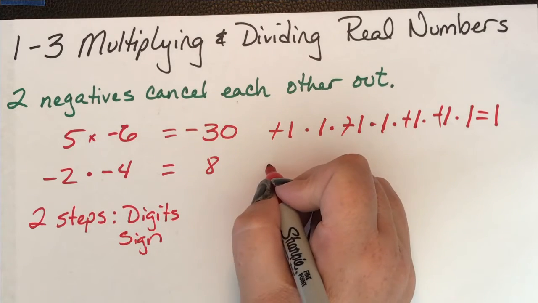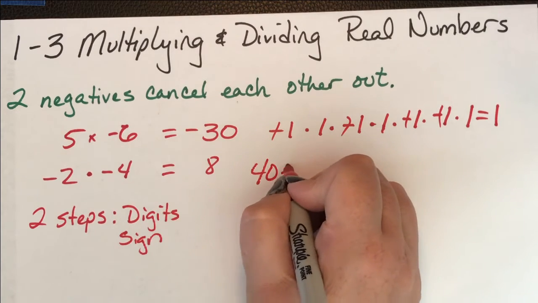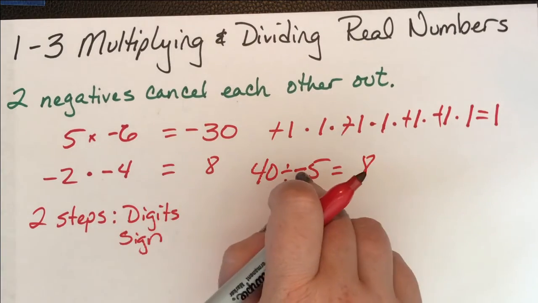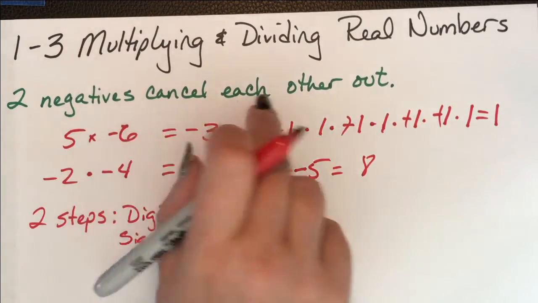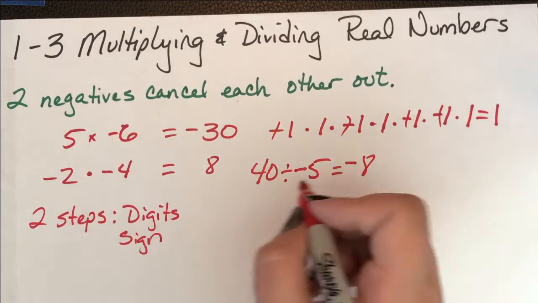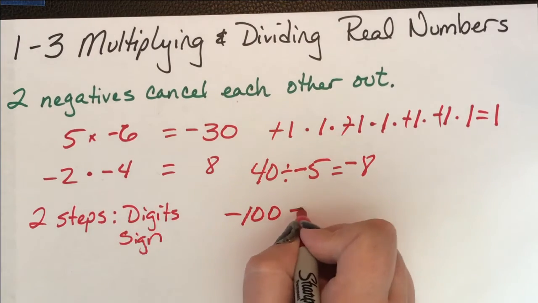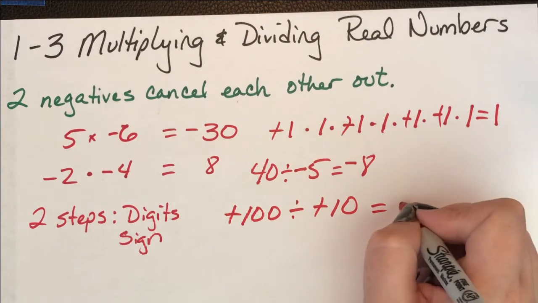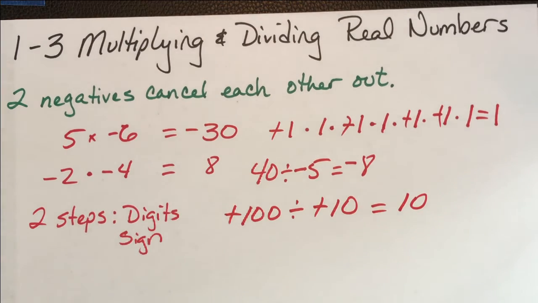Same with division. 40 divided by -5. 40 divided by 5 is 8, and I only have 1 negative, so I can't cancel it out, so I have a negative left. -100 divided by -10. These two negatives cancel each other out. My answer is 10.